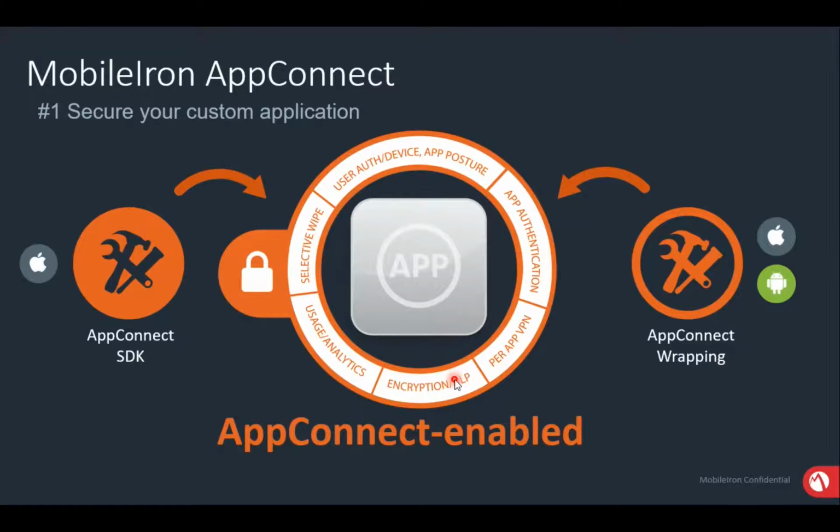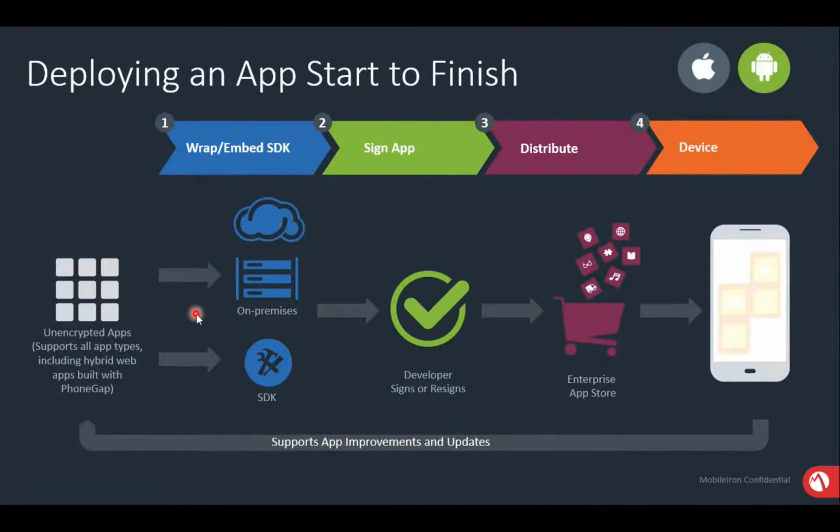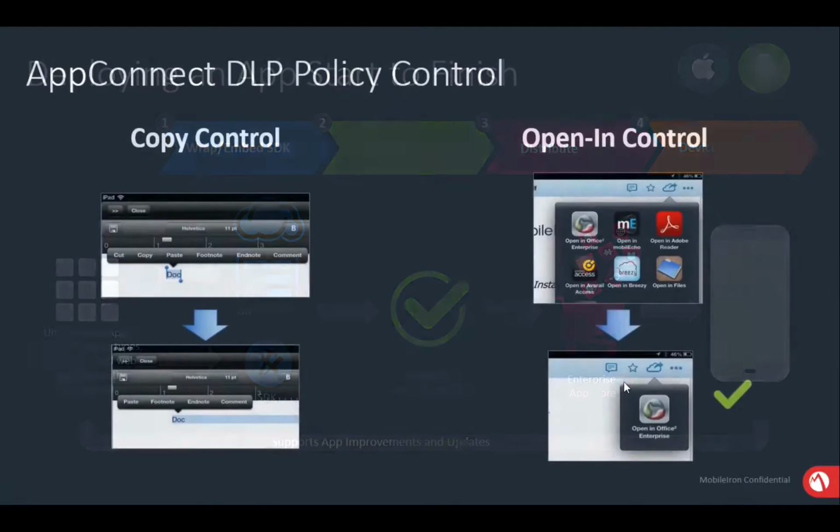So to do that, there is a process of wrapping for iOS and Android. The app has to be wrapped and re-signed, and then it can be published using the Enterprise App Store. So this is how the life cycle works. You have an encrypted app, and it will be wrapped using an on-prem tool or a cloud tool. Then it has to be re-signed by the developers. Then they can distribute it using the Enterprise App Store, and it can be installed on the devices.